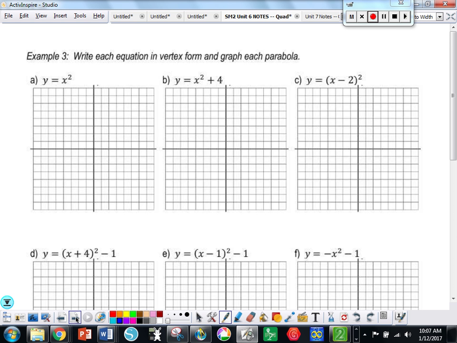Now the goal for the rest of the day is mostly just to graph. So we're going to graph a few, and then we're going to flip the page and give you the graph and you write the equation, and then we're done. And we'll hit all aspects of vertex form.